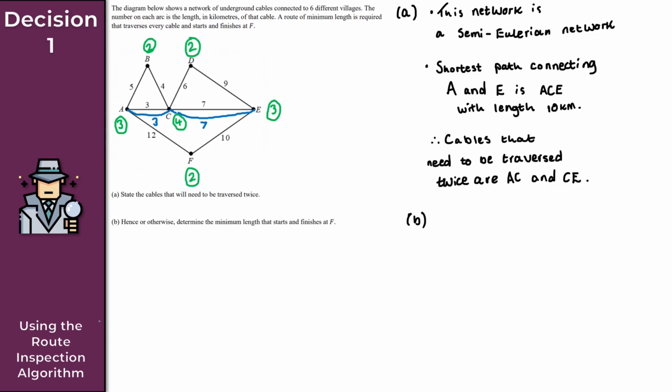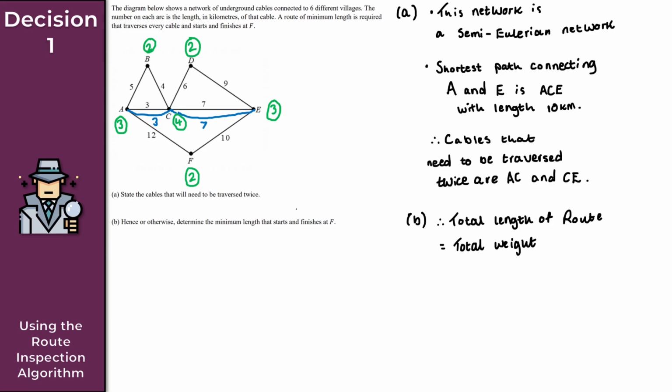So let me just make a note here. I've got the blue pen, I want black. So in that case, let me make a note here. The total length of the route is equal to the total weight of the network.